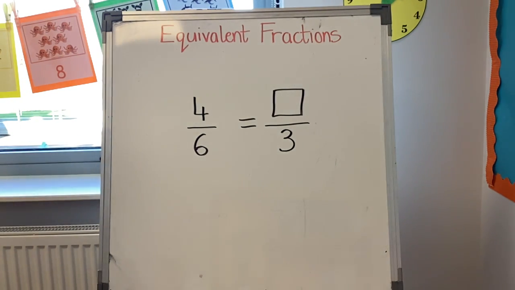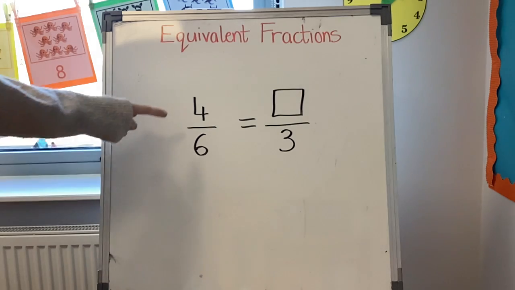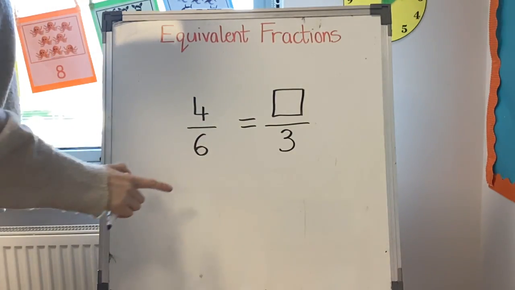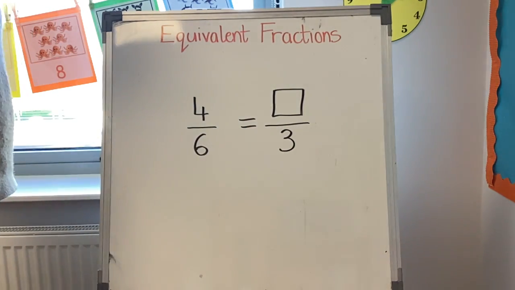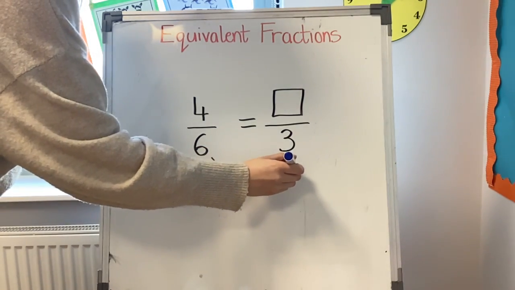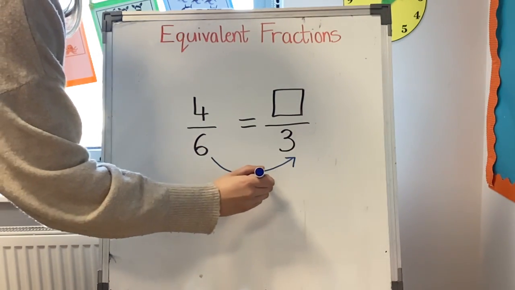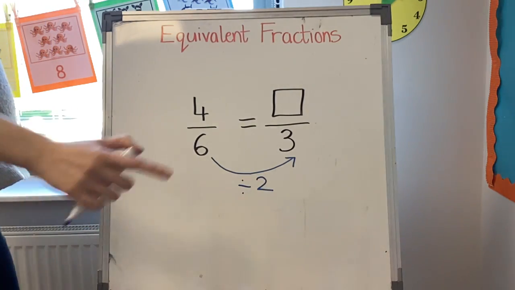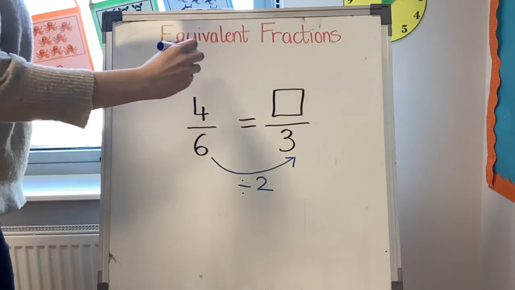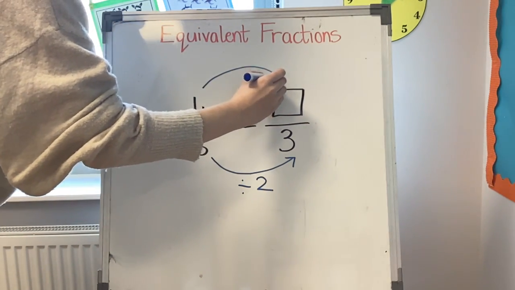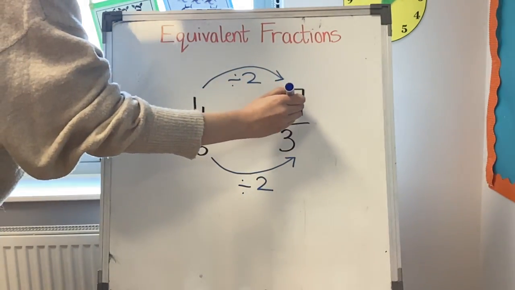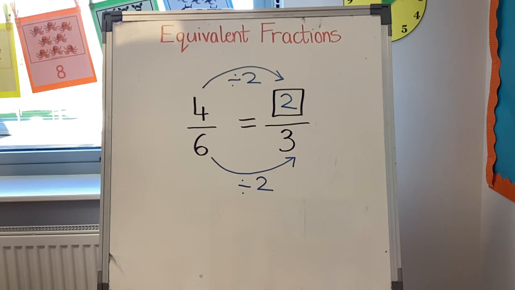In this example, we need to make the equivalent fraction of 4 sixths. So I can see in the denominators that 6 goes to 3. So this time I'm going to divide instead of multiply. So to go from 6 to 3, I have to divide by 2. So whatever we do to the bottom, or the denominator, we have to do to the top, or the numerator. So if I divide the numerator by 2, 4 divided by 2 is 2. My answer is 2/3.